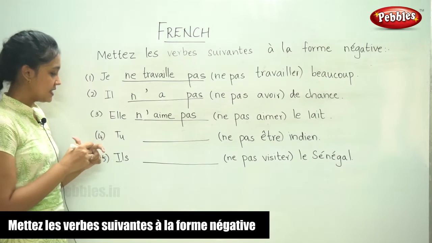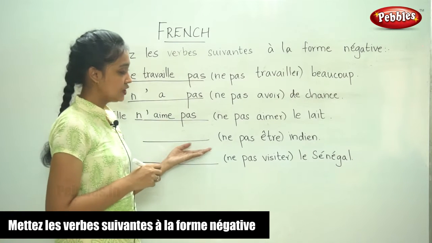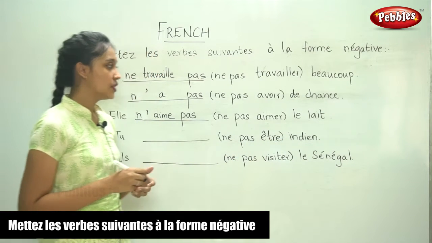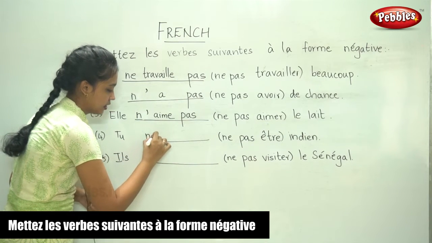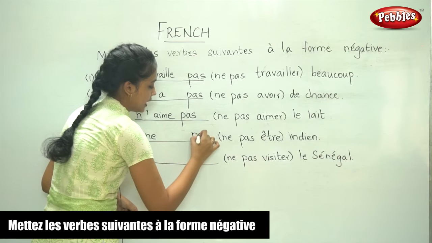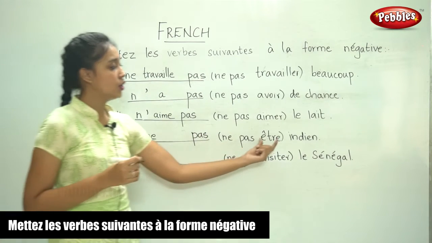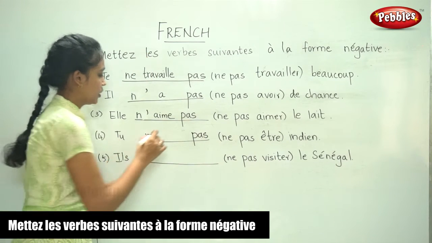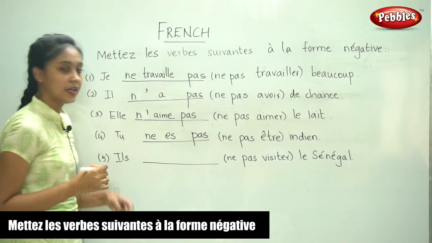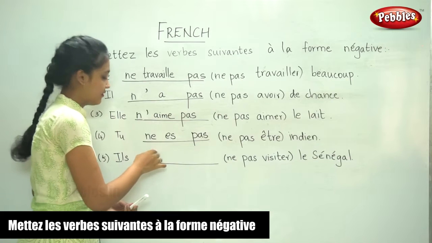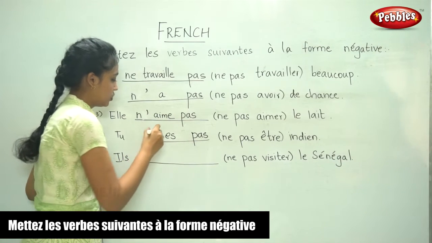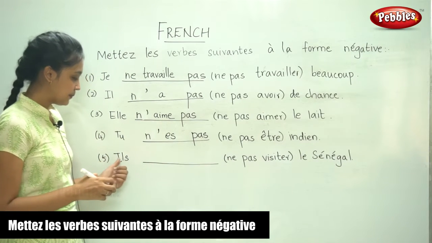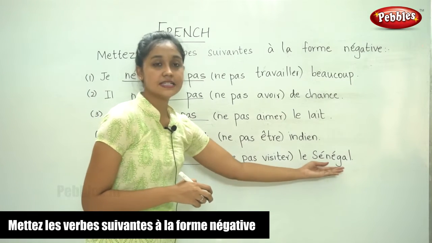Now the fourth sentence, "tu dash bien." So the verb given is être. So to write it in the negative form, we write ne before and pas after. Now we need to conjugate être for tu. So tu es. And now again there is a vowel clash. So tu n'es pas indien.